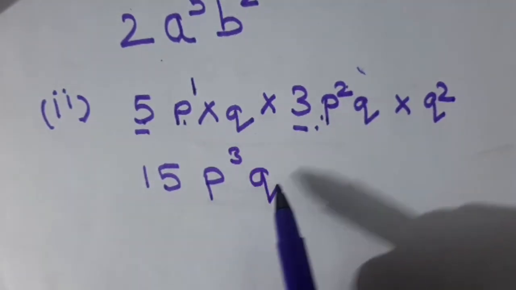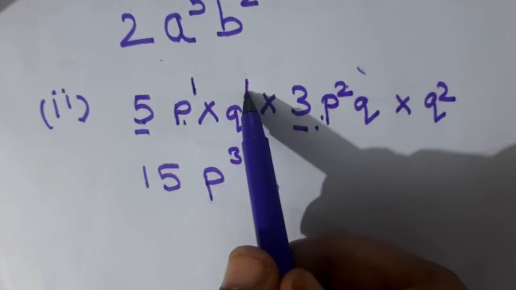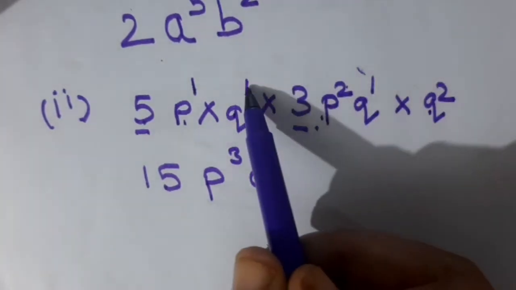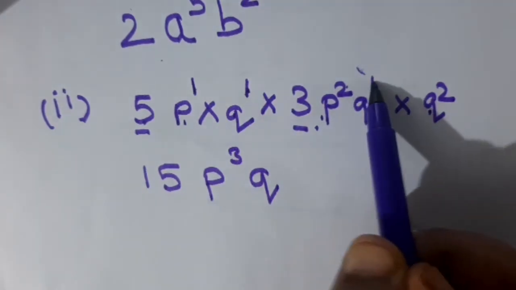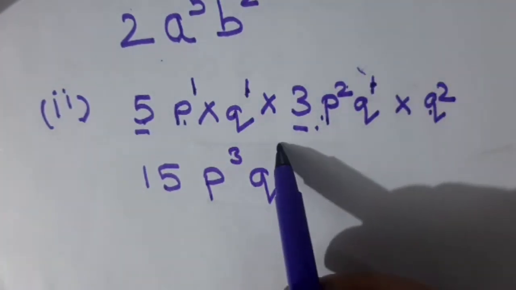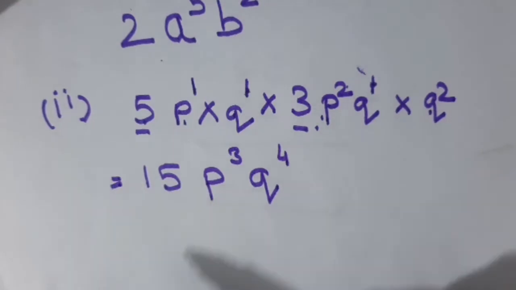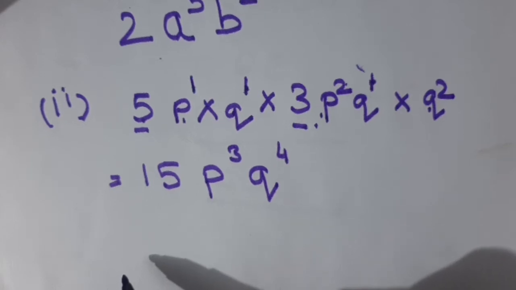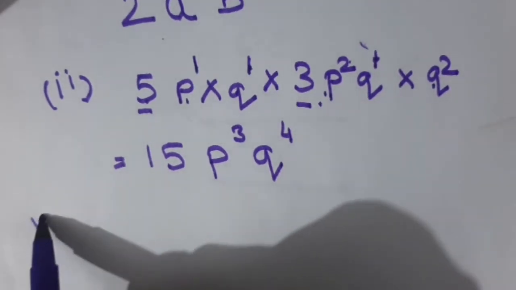Then you will write q. Now you will find out q. 1 q here, 1 q here and 2 q's here. So power will be 1 plus 1, that is 2. 2 plus 2, that is 4. So my answer is 15 p cube q raised to 4. Now I'll do one more part. I'll do fifth part now.